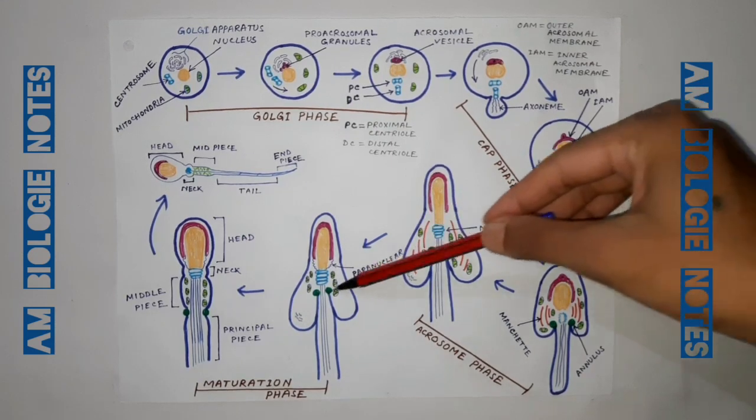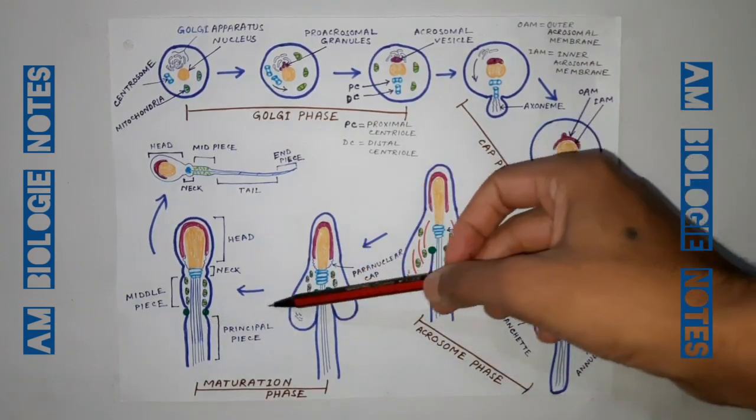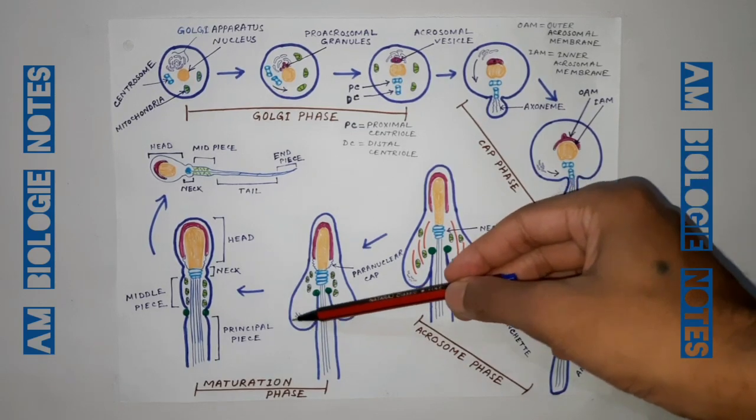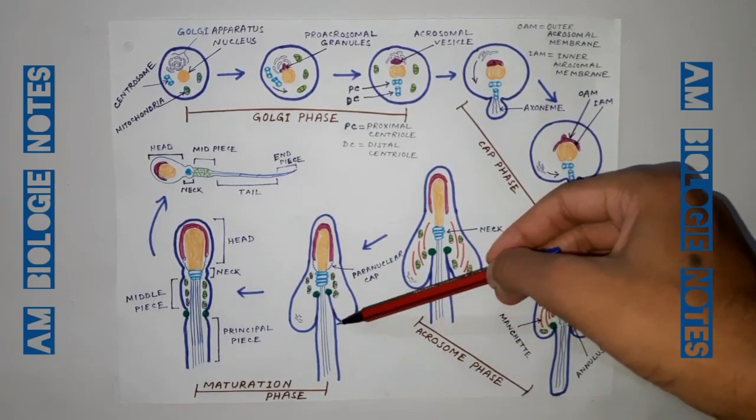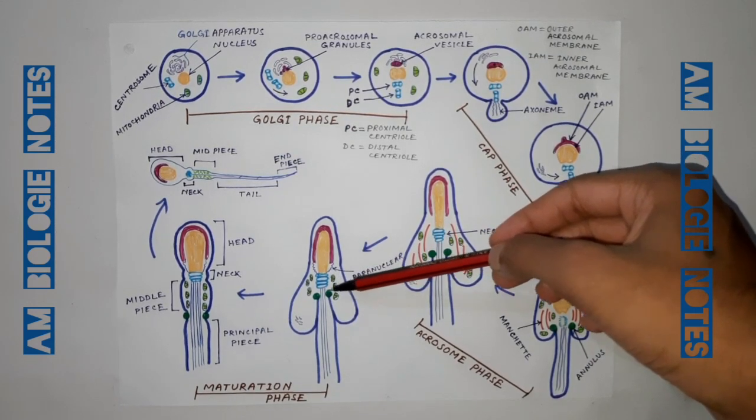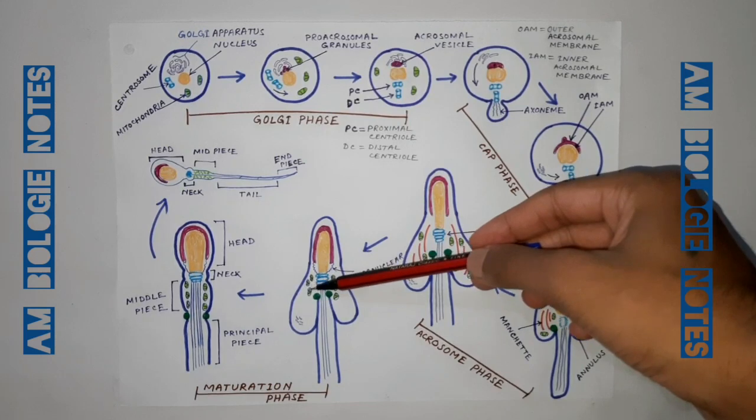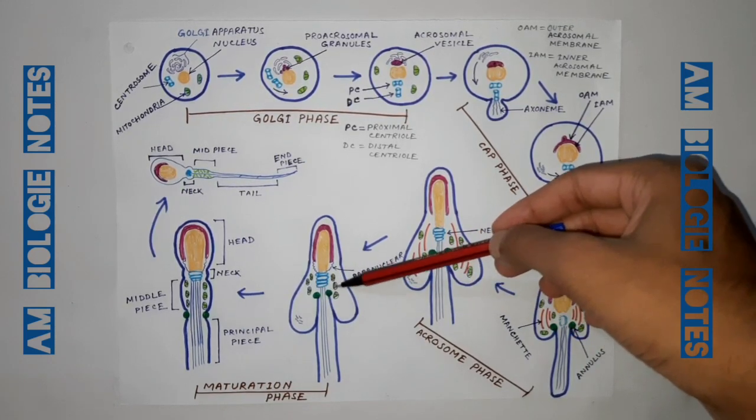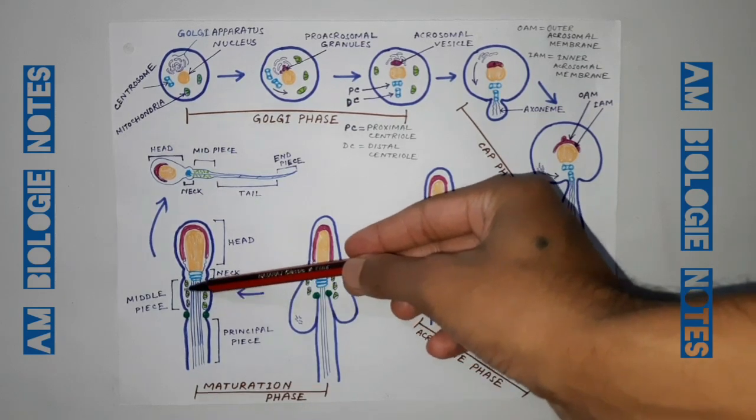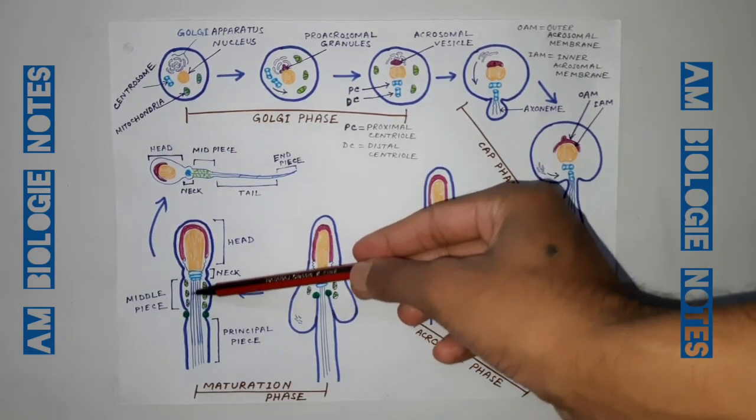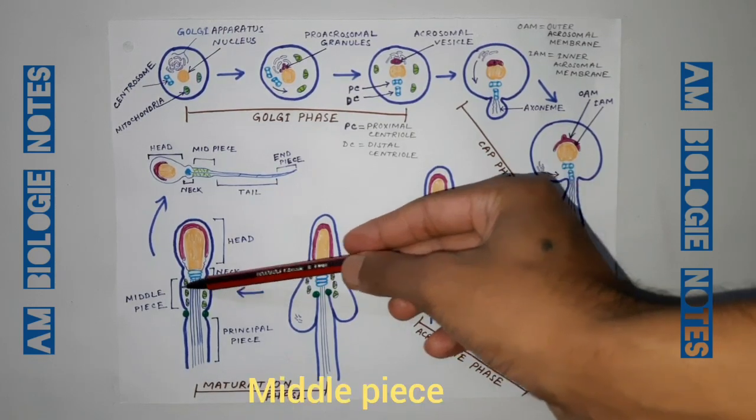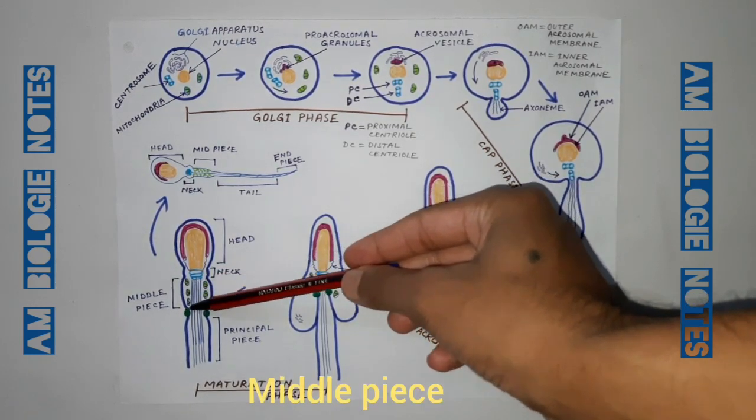Fourth phase, or maturation phase. The plasma membrane moves posteriorly to cover the growing flagellum. The manchette disappears. The mitochondria migrate from the rest of the cytoplasm to form a tight, helically wrapped sheath around the coarse fibers in the neck region and its immediate posterior extension. This region is the middle piece of the tail of the sperm.